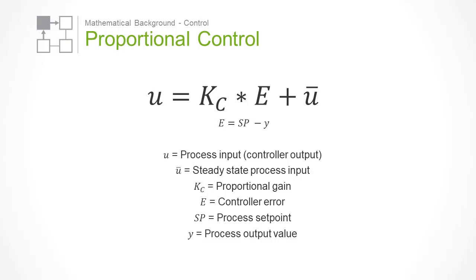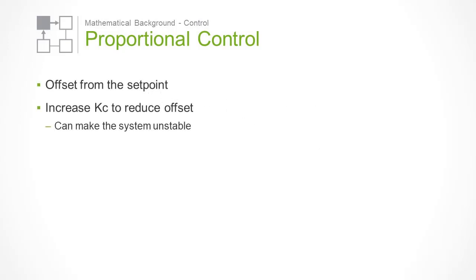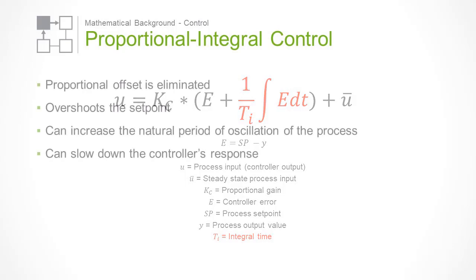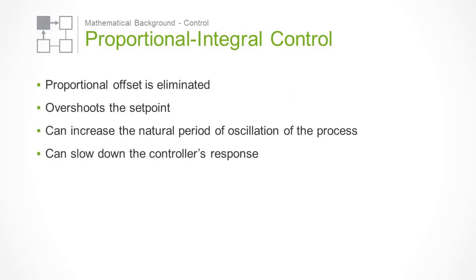It works, but it has some drawbacks. It can be shown that this form of controller will have an offset from the set point. We can shrink the offset by increasing KC, but if KC gets too large, the system will become unstable. We can do better. Let's add integral action to the controller. In addition to the proportional control, let's also integrate the error, multiply it by a constant, and add this to the output of the controller. This new controller, a PI controller, has eliminated the offset, but it will overshoot the set point and can increase the natural period of oscillation of the process.